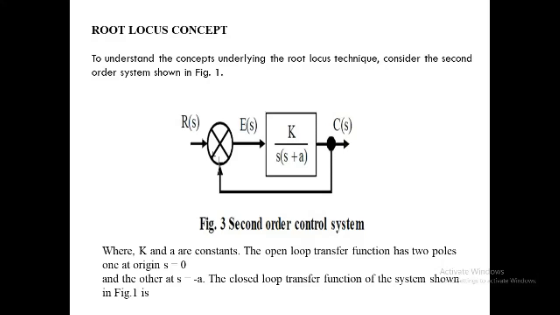Now we are moving towards the root locus concept. To understand the concept underlying the root locus technique, consider the second order system as shown in the following figure. Here, R(S) is the reference input, and C(S) is the Laplace transform of the output. E(S) is the error signal, and K upon S into (S plus A) is the gain of the system, where K and A are constants.